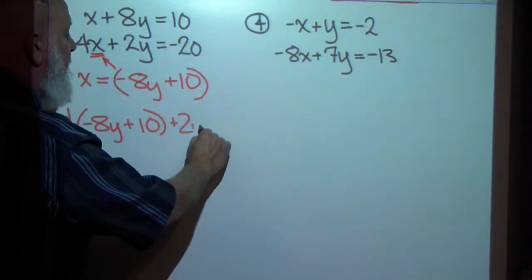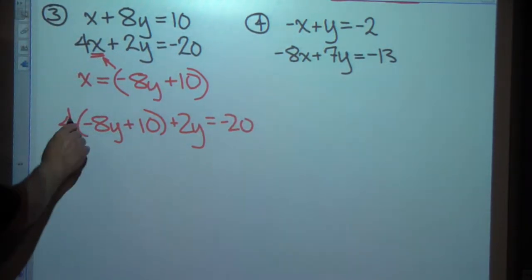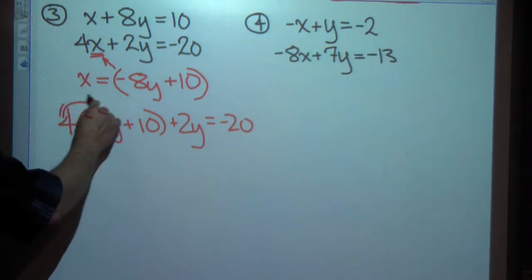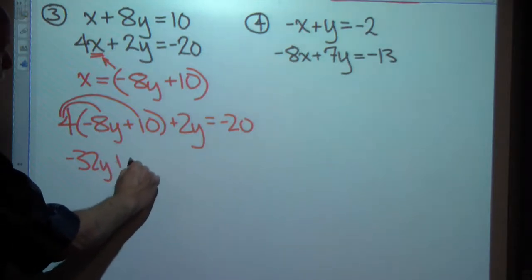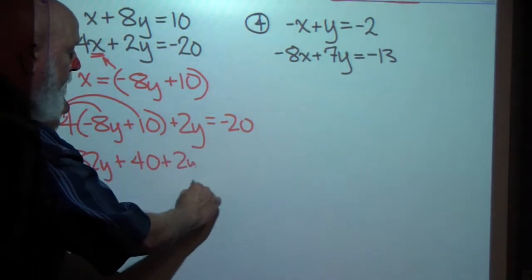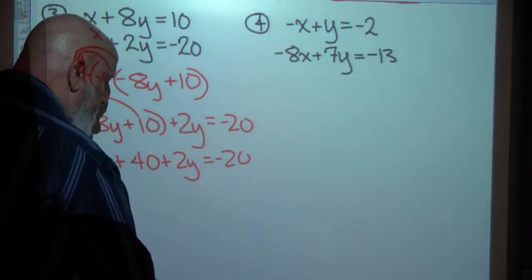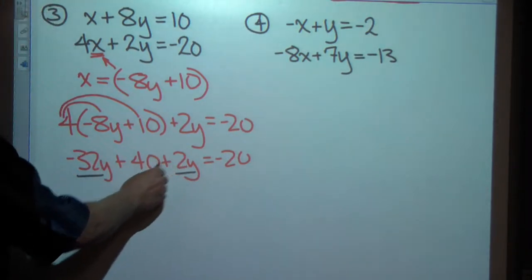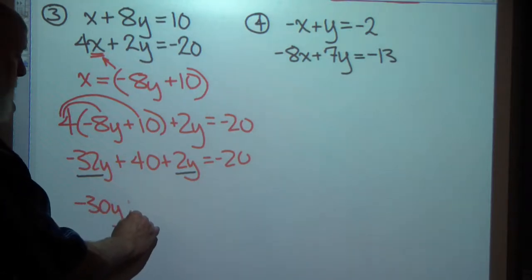The reason we're doing this is now we just have an equation in one variable. I'll open my parentheses and solve it for y. This is negative 32y plus 40 plus 2y just comes down is equal to negative 20. I'm going to combine my like terms. Those are different signs, so I'm going to subtract and keep the sign of the one with the greater absolute value.